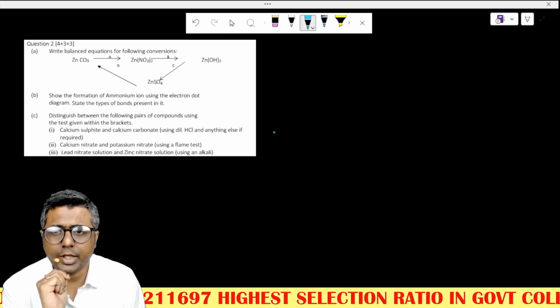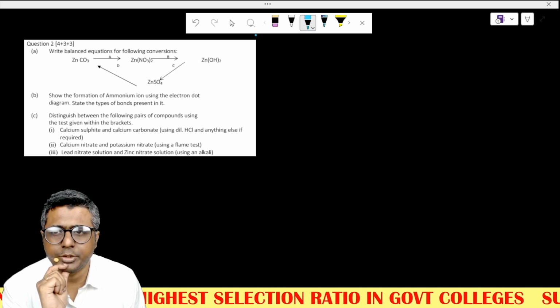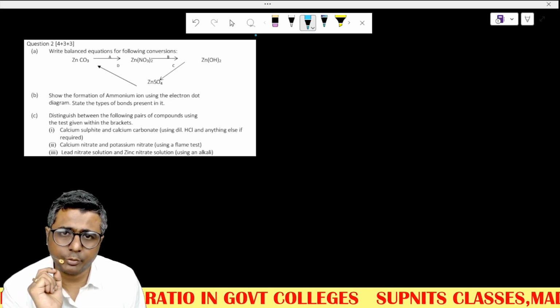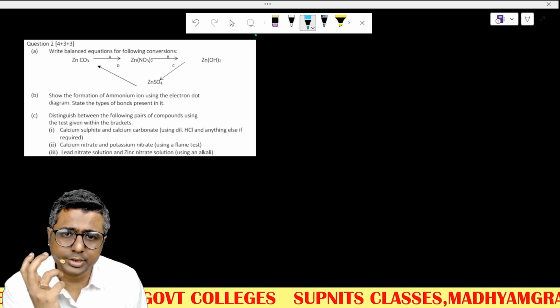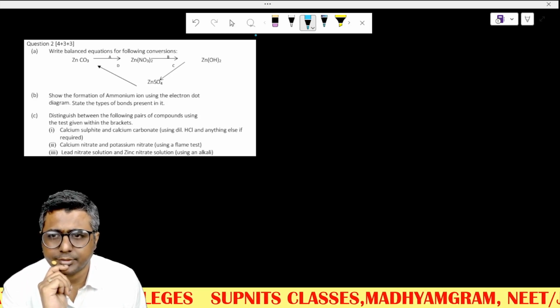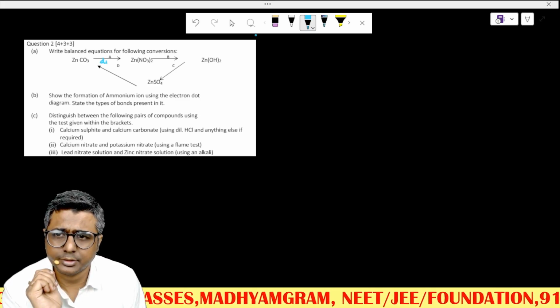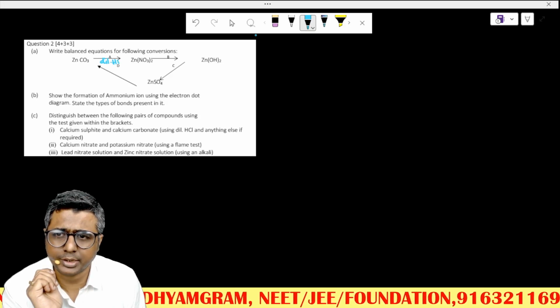So in this kind of arrow diagram question, your first job will be to find out what is this A. So this is zinc carbonate. What should you put in the zinc carbonate to get zinc nitrate? Definitely I can easily put some dilute nitric acid. So you just first mark this one.